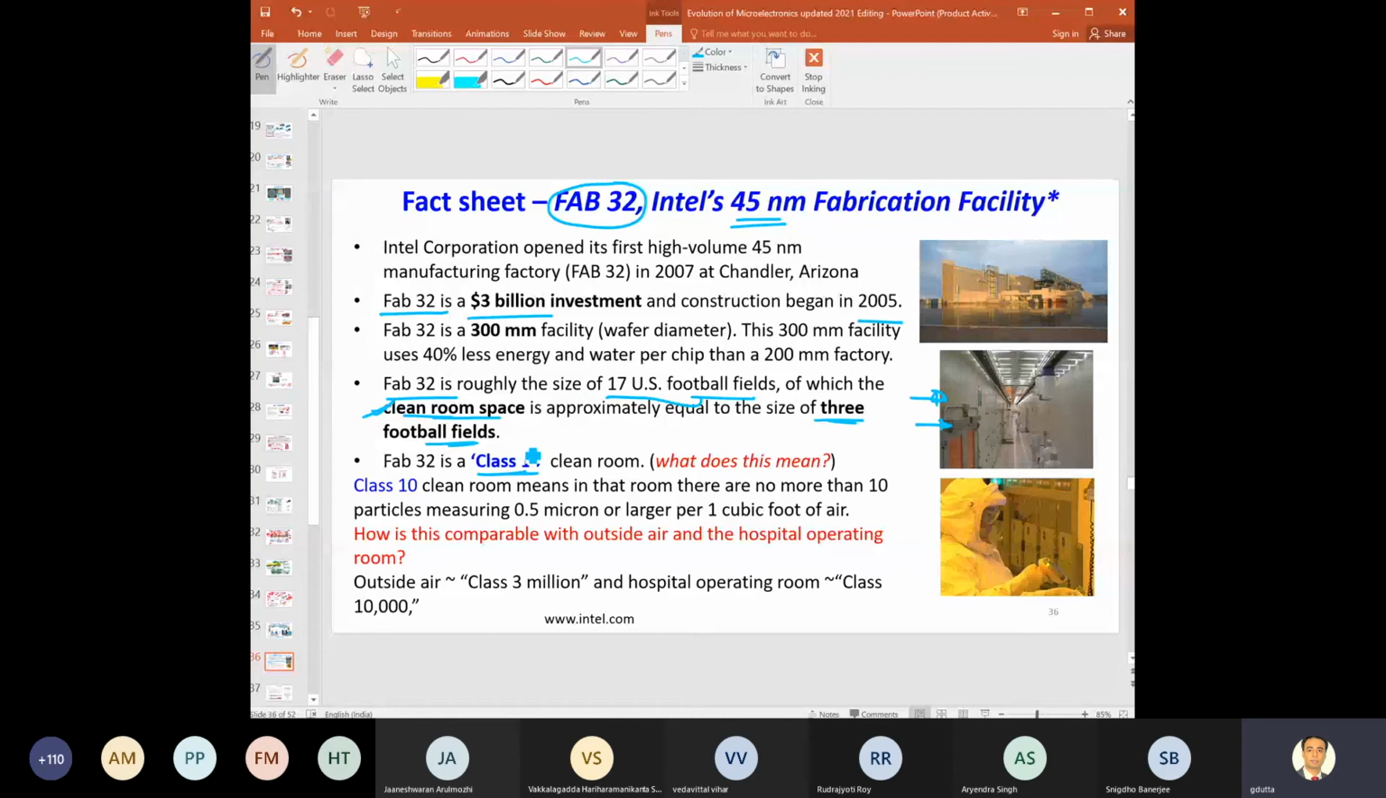So what do you mean by a class 10 clean room, right? Class 10 clean room means that in that room the number of particles which are more than 0.5 micron in 1 cubic foot of air is less than 10. So you understood, the number of particles whose size is more than 0.5 micron in 1 cubic foot of air is less than 10, right? That is what is meant by class 10, right?